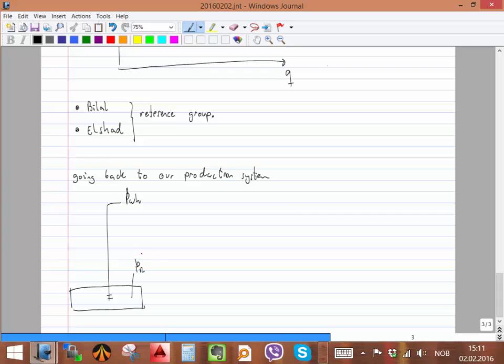So this is going to be like my P1. And in a way we are looking at a certain one point in time, or one depletion state.